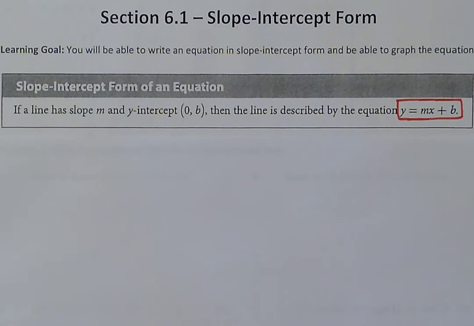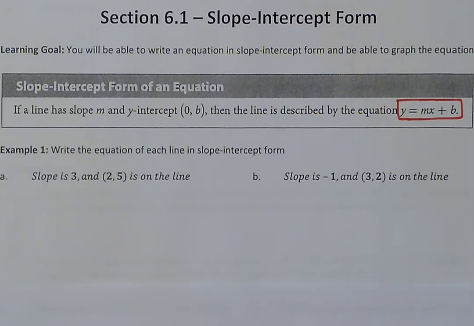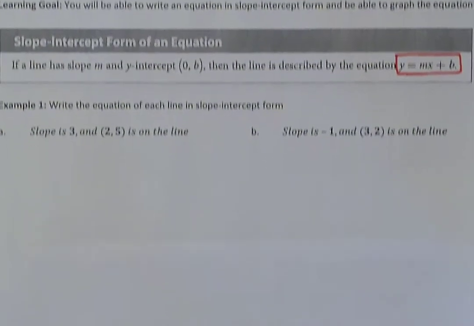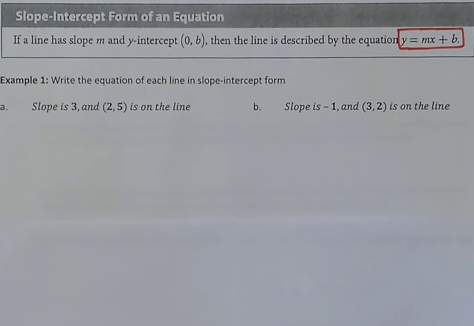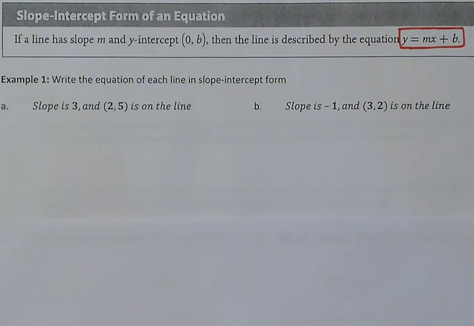So the first thing we're going to do is talk about how to write the equation of a line in slope-intercept form, given some information. And then we're going to talk about how to graph it and then utilize it in some story problems. So, with that said, let's go ahead and get into example 1 today, which is going to ask us to write the equation of each line in slope-intercept form. So I'm going to go ahead and move this on up so we have a little more room to work, and then we'll get started with example 1a.